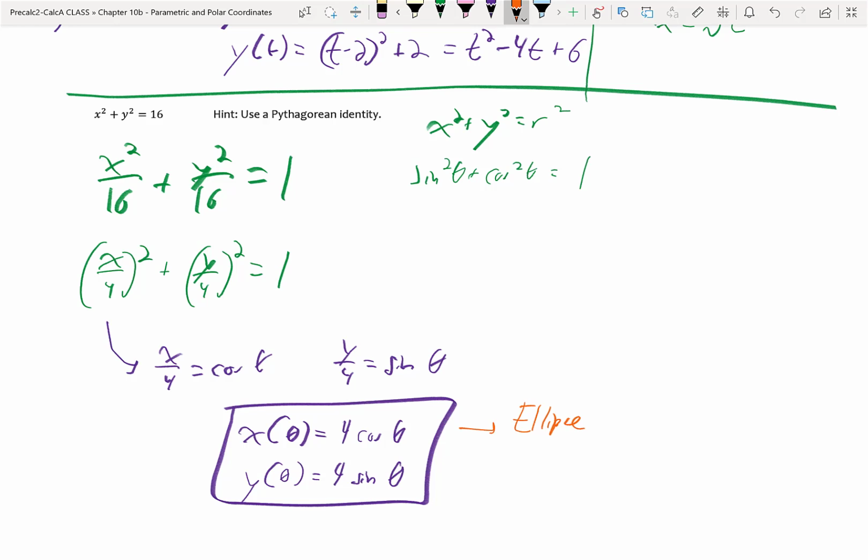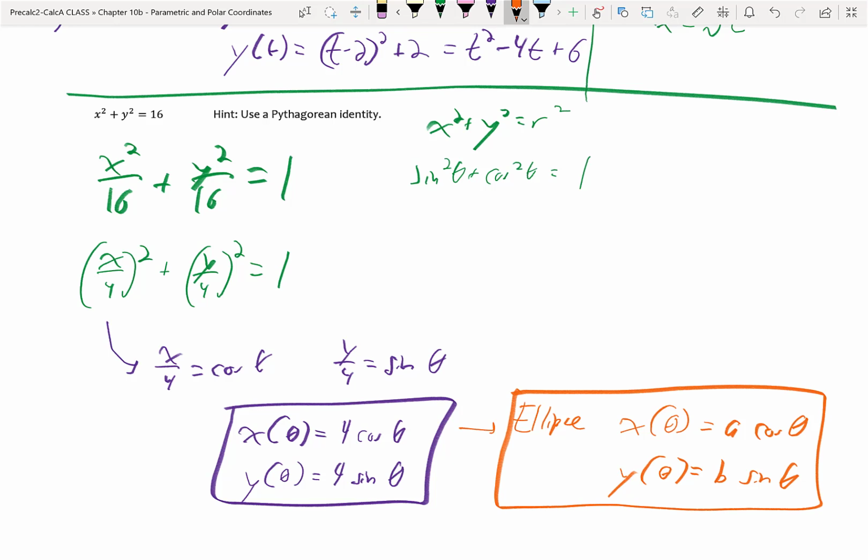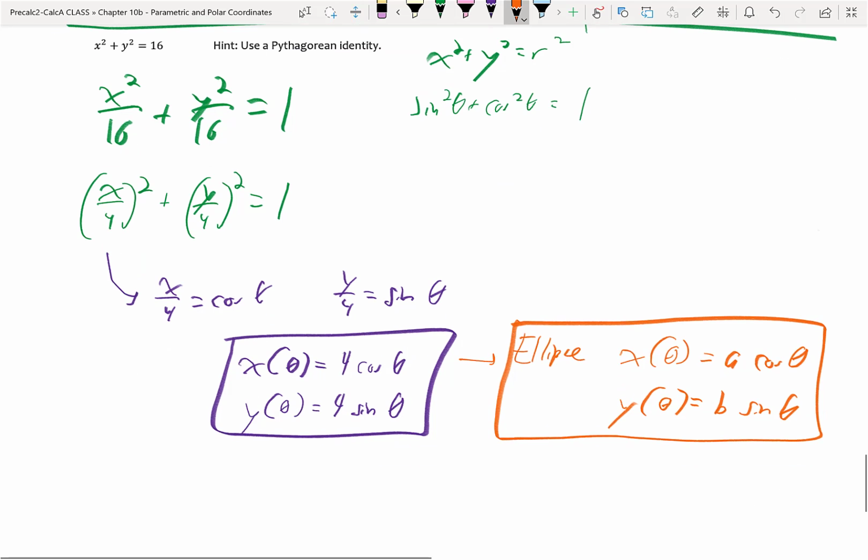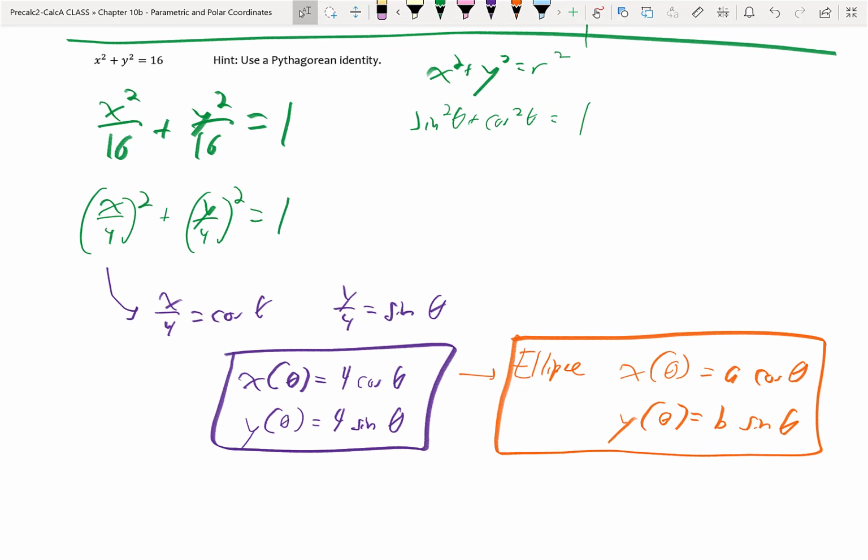I'll give you something that you guys hopefully are kind of figuring out. In an ellipse, which a circle is a kind of, x of theta is equal to a cosine theta, y of theta is equal to b sine theta. This is specifically for an ellipse centered at 0, 0. This doesn't work for any other ellipse. You can do parametric equations for other ellipses, but that's one. So keep practicing this.